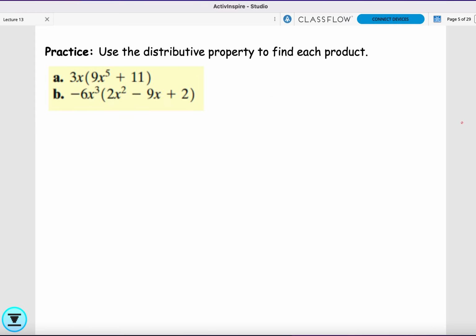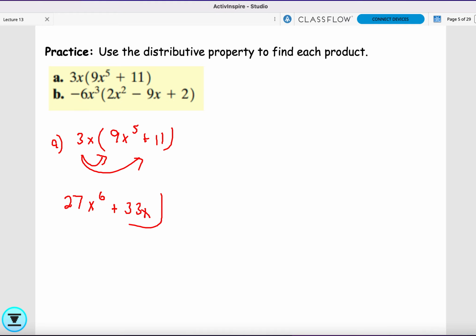Here is this practice problem. A. So 3x parentheses 9x to the fifth plus 11x, or just 11. Distribute that. 3 times 9 is 27. X times x to the fifth is x to the sixth. 3x times 11 is 33x. And we're done.